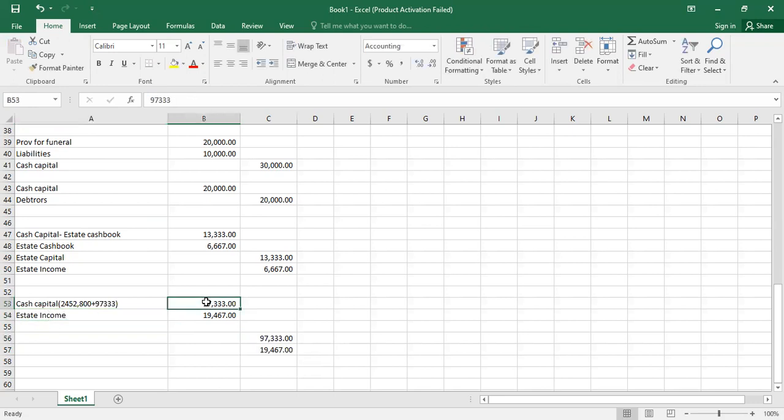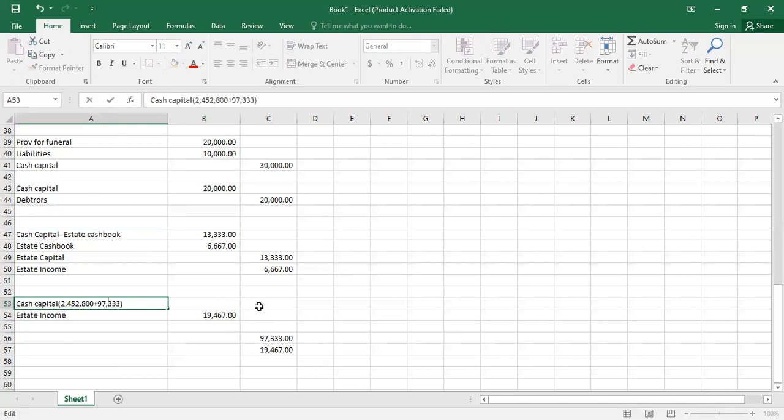116,800. Yes. Cannot be 116. This is a lot of money. 24,52,800 plus 97,333. Several millions. Should be 2 point something. These two, 24,52, should be over 2.5. So 2,550,133. Yes.